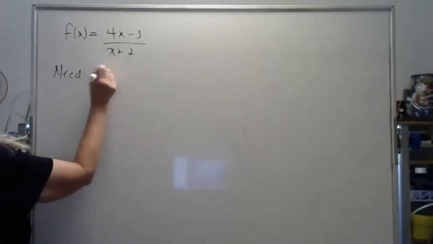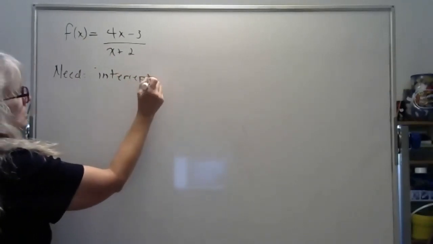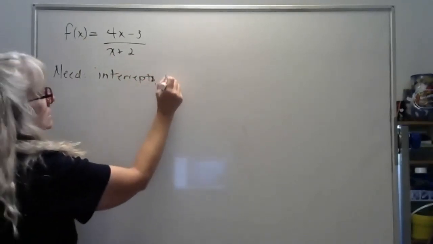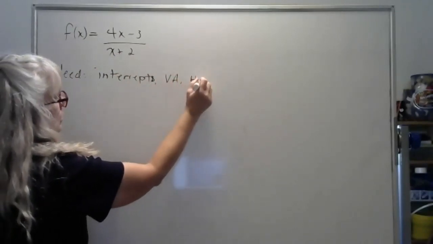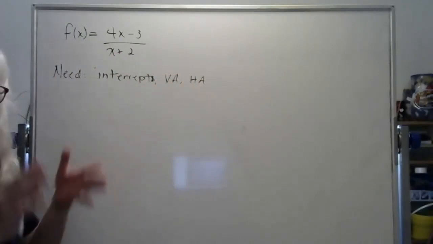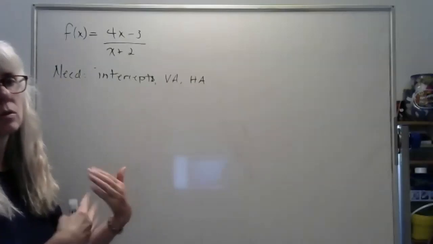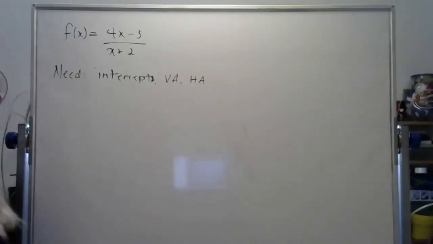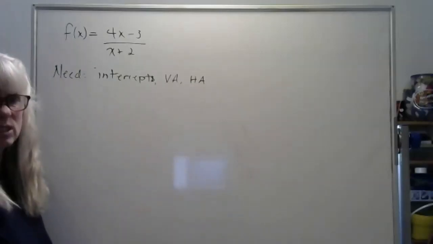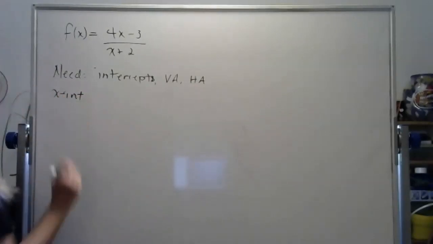the intercepts, but we also need all the asymptotes. So we need the vertical asymptote. We also need the horizontal asymptote. And that's because it's a rational function. So again, recognizing what it is and then recognizing what you need to graph it is so crucial moving forward. So, okay, let's go by the intercepts first because they're the easiest thing. So do you remember from earlier in the week how we find the x-intercept?